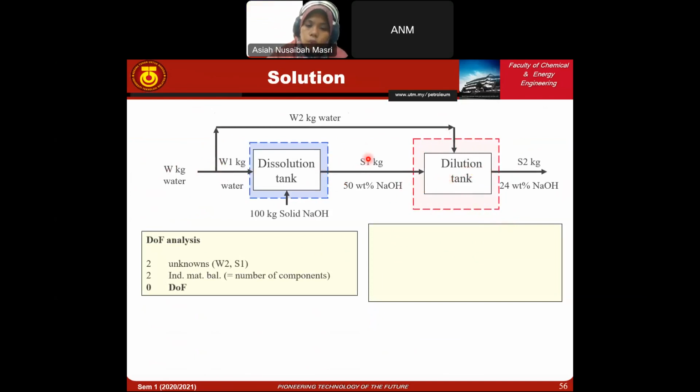What are our unknowns? We have S1, W2, and S2. But S2 we already solved during the previous equation. So we are only left with two unknowns, which are W2 and S1. And then how many independent balances? Since we have two materials, water and NaOH, there are two independent balances. So 2 minus 2 is equal to 0.